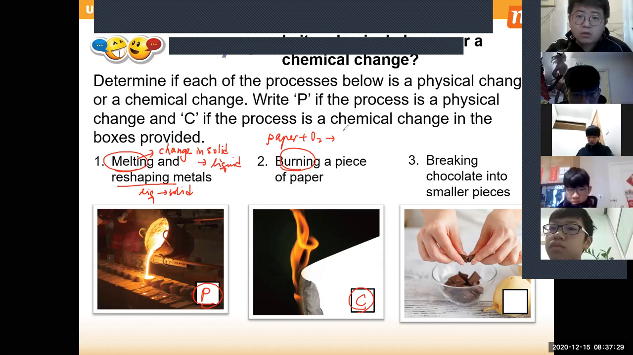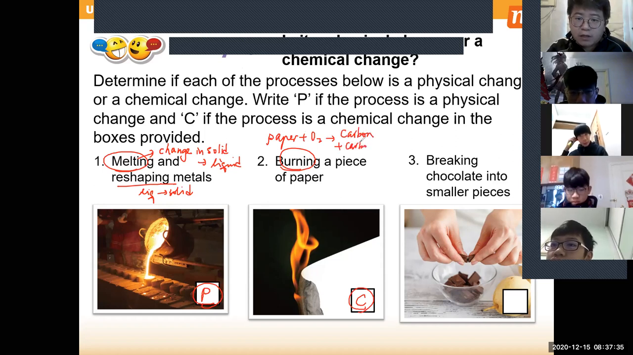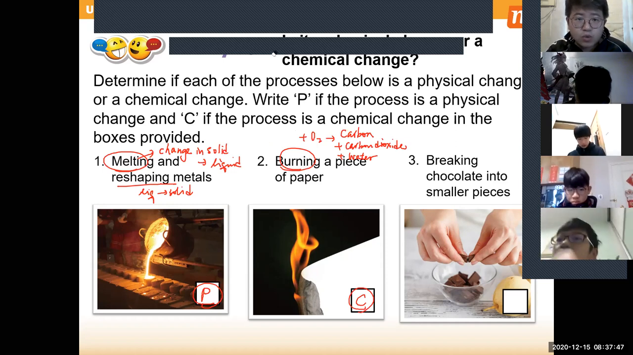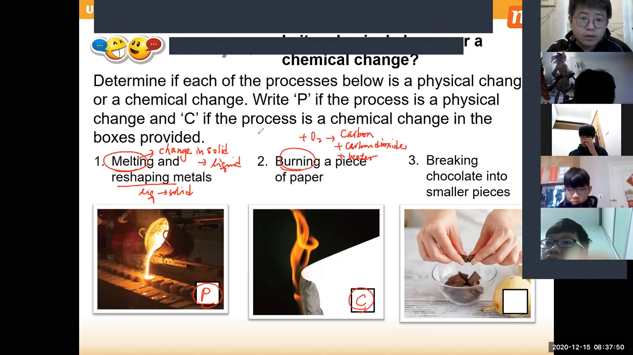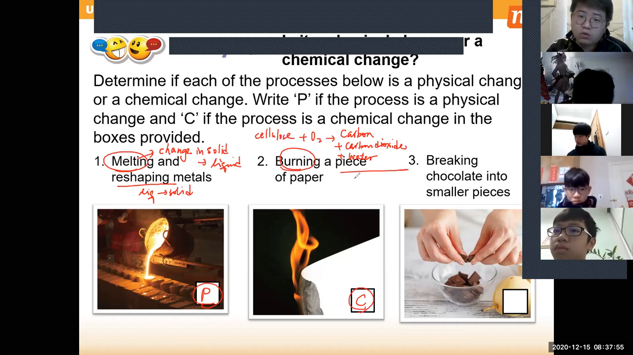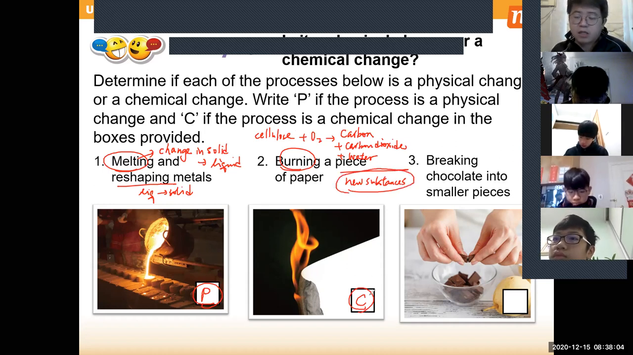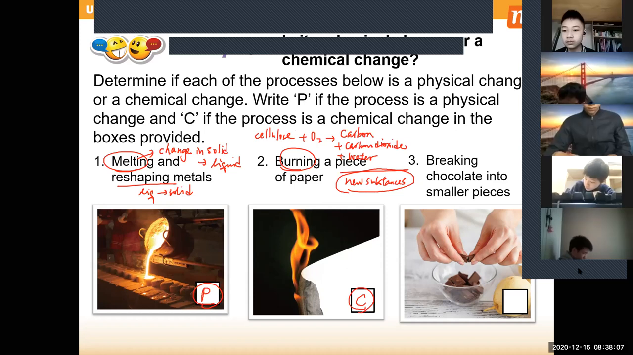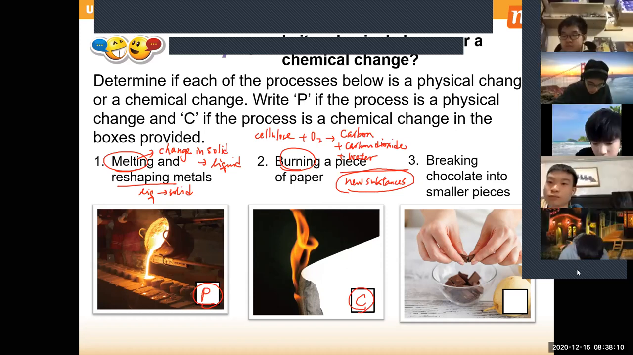This is what you will see. It is carbon. What else? We have got some carbon dioxide. It is burning, right? And what? In form two, we should know, it is water. So paper is indeed made up of cellulose. Once I burn it to form carbon, carbon dioxide and water, when you compare it with the reactant, they are new substances, so they cannot go back. So it is a chemical change. Okay, so it is a word that you should pay attention to.